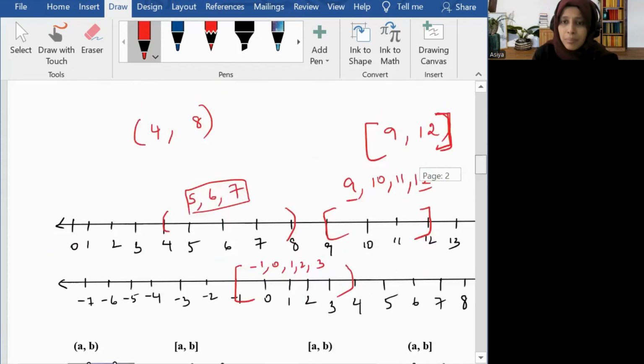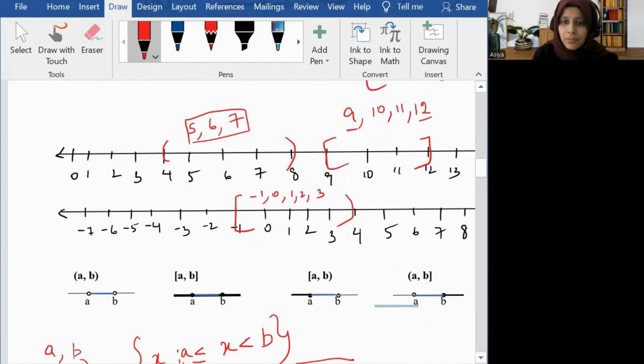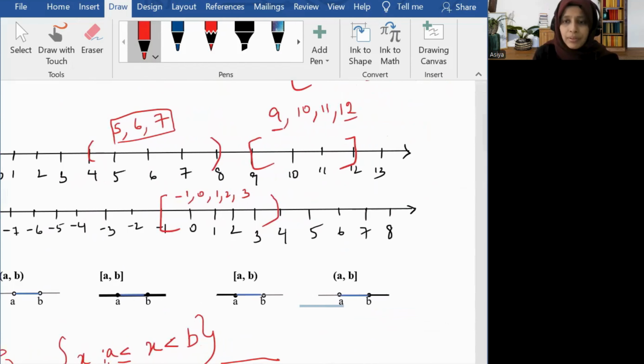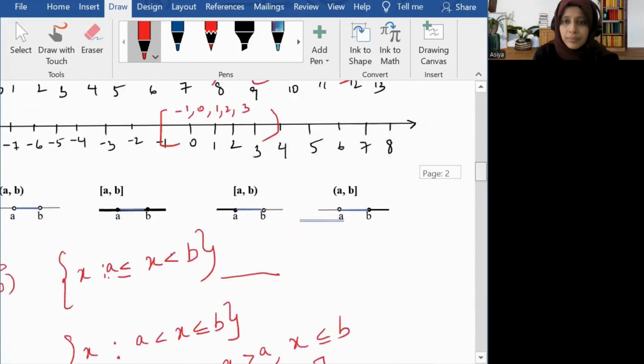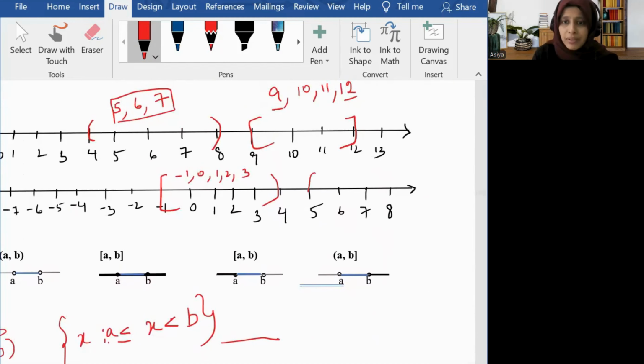Now let us represent this. Suppose I take open interval, close interval. That means 5 will not be included. 6, 7, what about 8? 8 is a closed interval, so it would be included. I hope the explanation is clear.